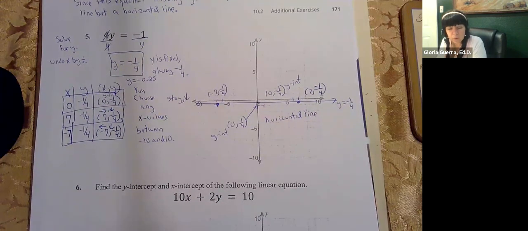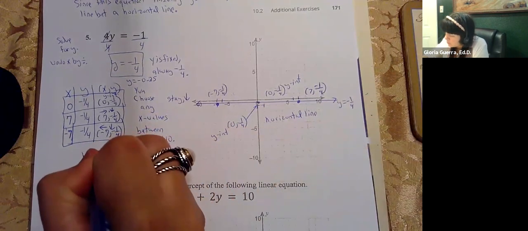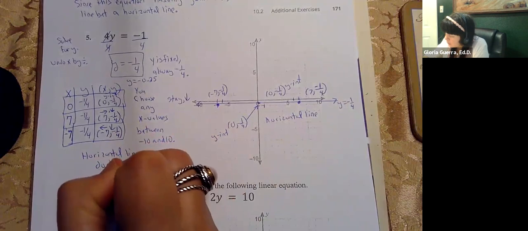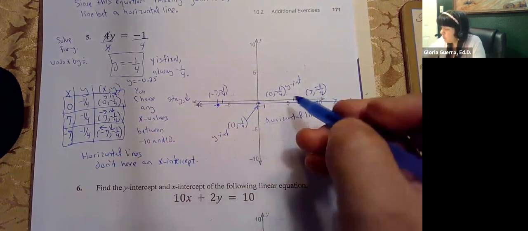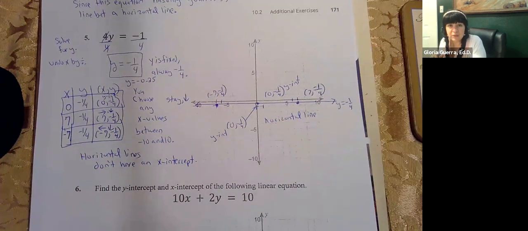But horizontal lines don't have an x-intercept. So they don't cross the x-axis. They only cross the y-axis. Okay.